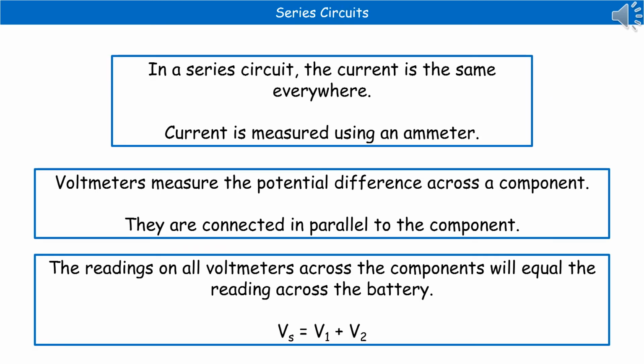If we think about series circuits first of all, the current is the same everywhere in a series circuit, and we can measure that using an ammeter. The voltmeter can be used to measure the potential difference across a component, and we have to connect them in parallel to the component. And what we find is that the readings on all voltmeters across the components add up to the reading across the battery.